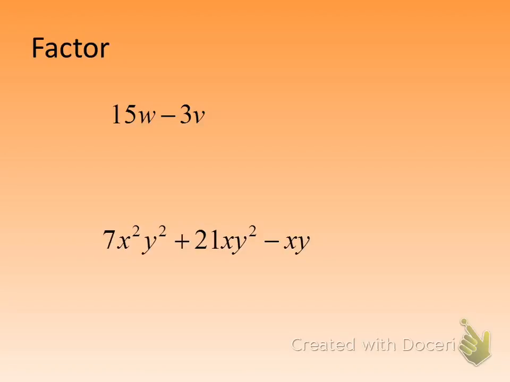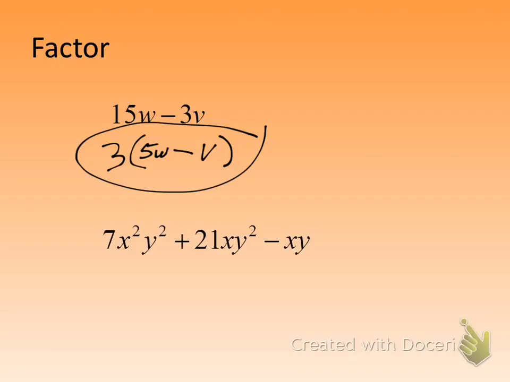So 15W minus 3V. It's the biggest number that goes into 15 and 3: 3. How many terms are going to be inside? 2. So what times 3 gives you 15W? 5W. And what times 3 gives you 3V? Just V. Okay, you gotta watch your variables too. All right, watch your variables. Okay, everybody good?